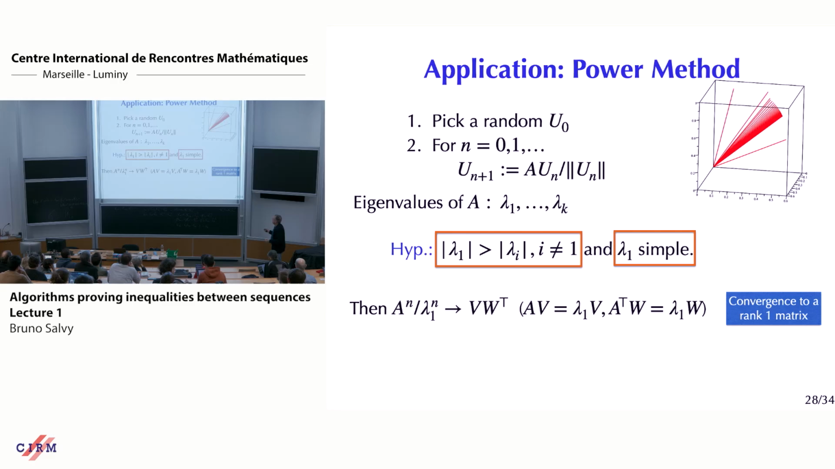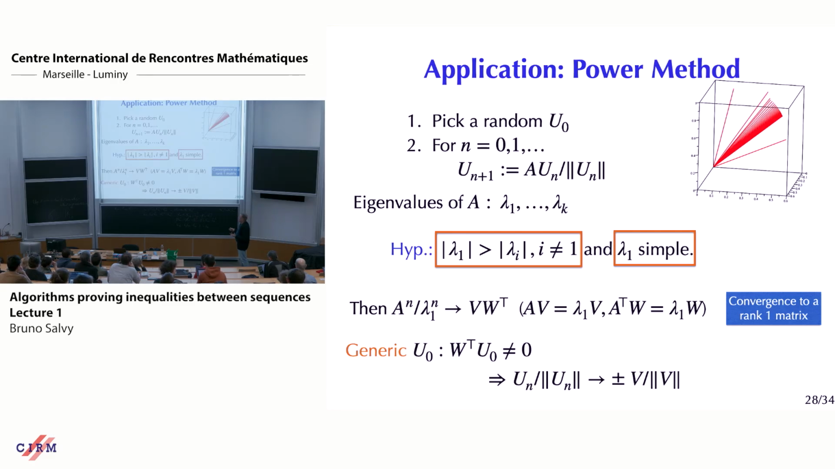And then if you take U0, so you see now you start with your initial conditions. You're looking at A^n U0. So you're looking at V times transpose of W times U0. So as soon as W transpose times U0 is not 0, this will converge to a multiple of V. So outside of this hyperplane, the method works.